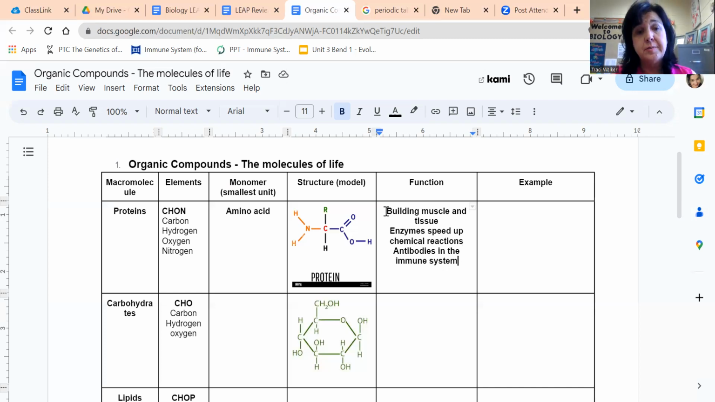Proteins are very important. And if we can't make the proteins that we need, then our body is not going to function the way it's supposed to. Some examples of proteins: actin and myosin are found in muscles.